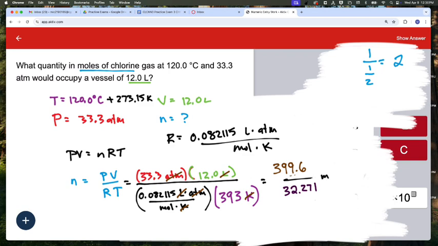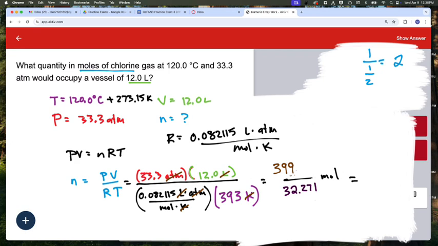399.6 on the top number. We'll just fix it for everybody. So you should take 399.6 divided by 32.27, and you get 12.38. 399.6 is right. You should get 12.3826 moles. Okay? That's what it comes out to be.